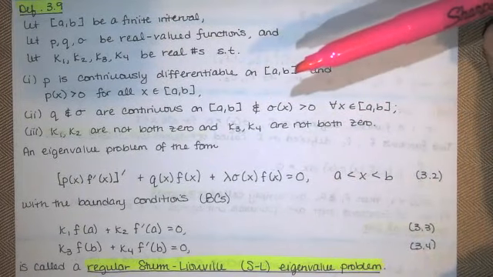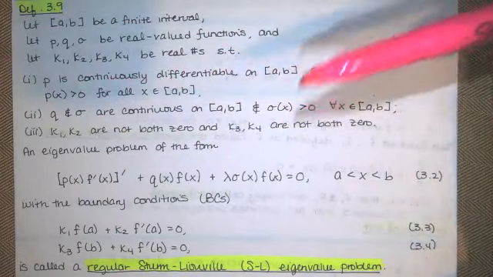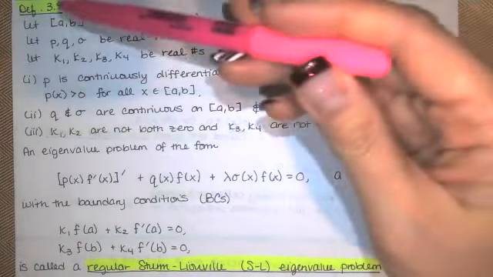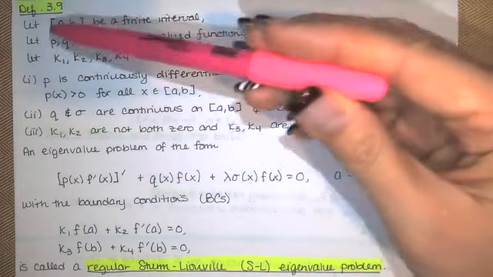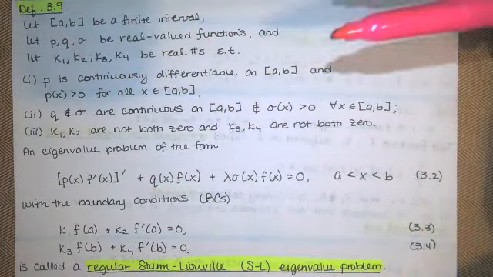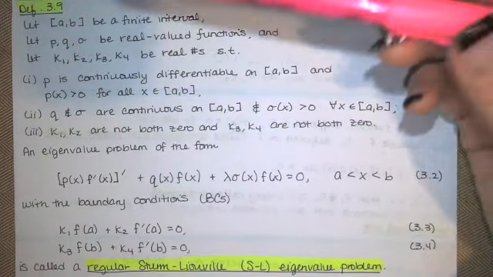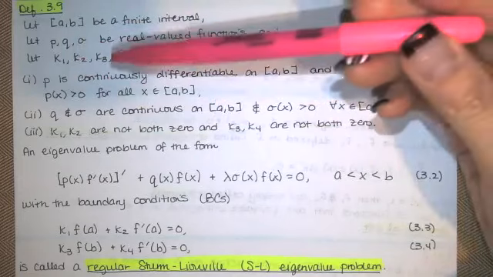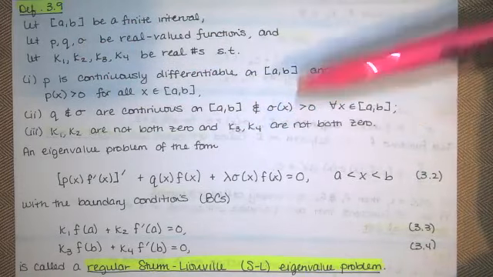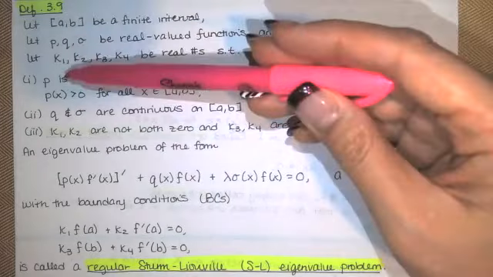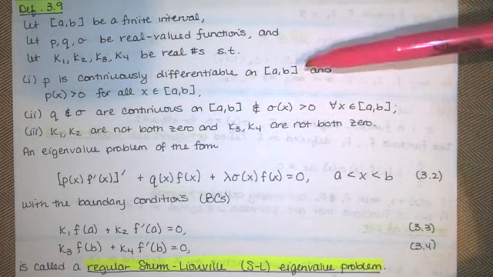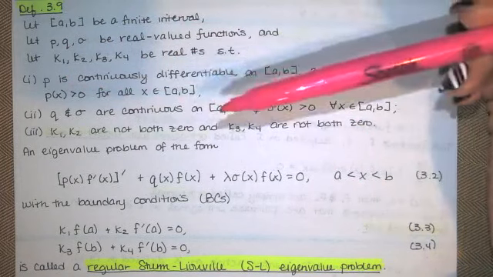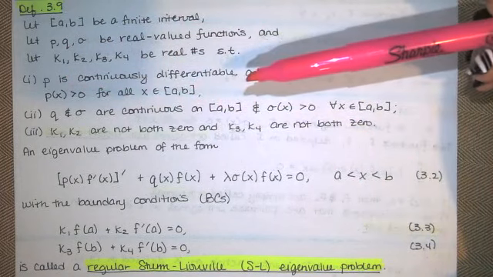So let's say we're interested in the interval from A to B. It's a finite interval. So we're not going from negative infinity to a constant, and we're not going from a constant to infinity. A and B are finite numbers. Let's say that P, Q, and sigma are real valued functions, and kappa 1, kappa 2, kappa 3 and kappa 4 are real numbers. Now, we also need P to be continuously differentiable. So that means its derivative is continuous on the interval from A to B, and we need P to be positive for all x in the interval from A to B.